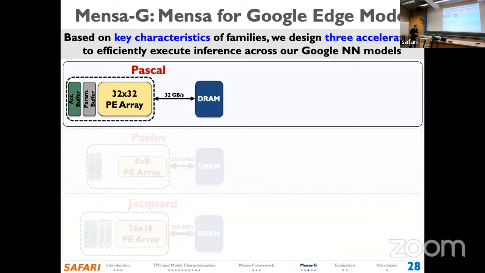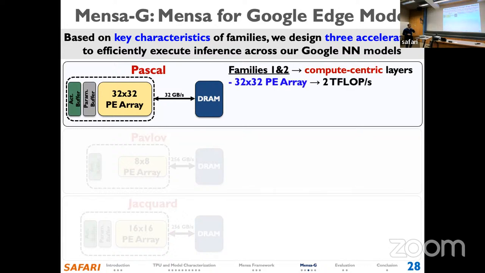The first accelerator is called Pascal. Pascal is a compute-centric accelerator that caters for the families in layer families one and two. Since layers in families one and two have high MAC intensity, if you remember from the previous plots, they would benefit from a larger processing element array. We empirically select a processing element array size of 32 by 32, so we have that number of multiply and accumulate units. And we saw empirically that this is enough to provide high throughput utilization for the layers in families one and two.